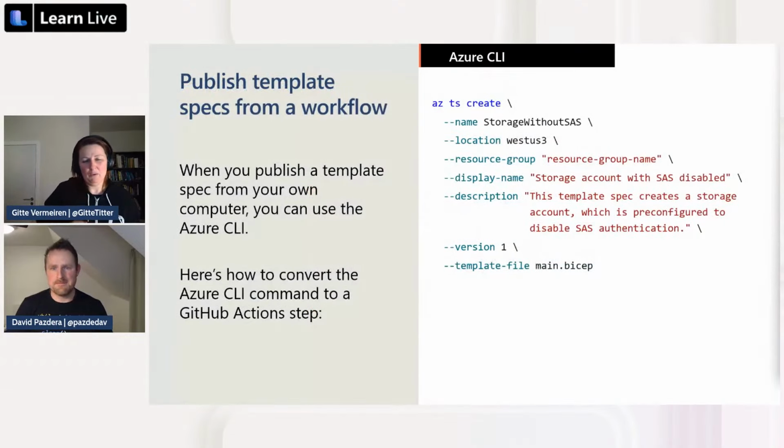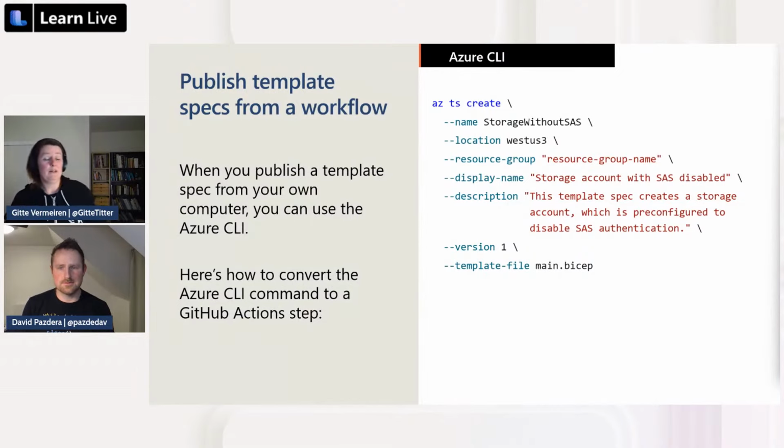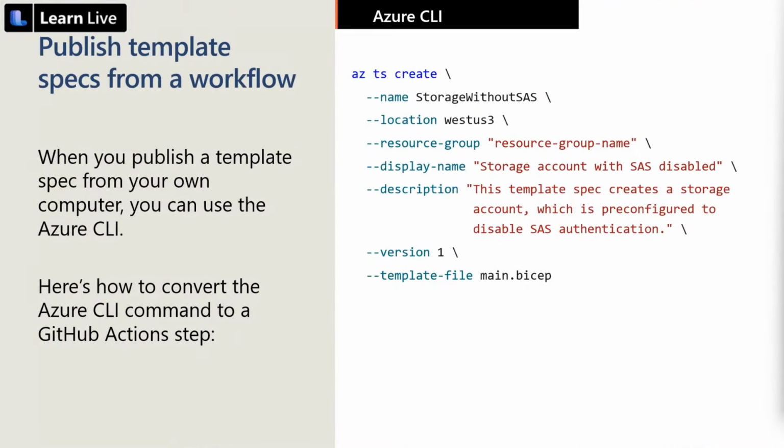Now, to publish a template spec from the command line, you might have seen in one of the previous sessions that there's an Azure CLI statement that you can use for that. This is just a command line statement, the AZ TS create statement. You give it a name, you specify the location, you specify the resource group you want to publish it to, a display name if you want to, and a description. You can version it, and then you say which template file you want to use for the template spec.